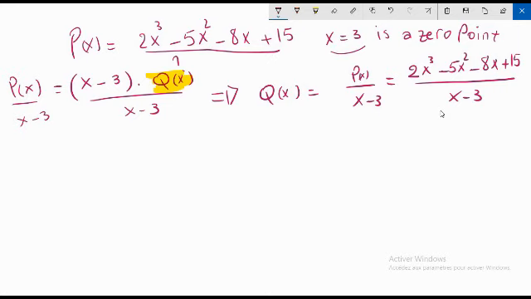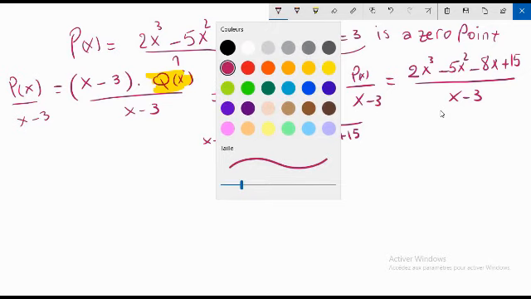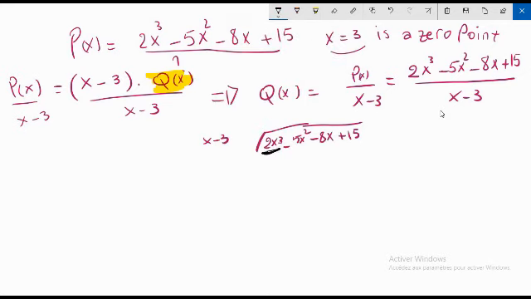So the next step is to do a regular division. So how to do a regular division? You will put here the dividend 2x^3 minus 5x^2 minus 8x plus 15, and you will have to divide it by x minus 3. Actually, what matters most here is the first term: the first term of your polynomial function and the first term of your divisor. Here is the dividend and here is your divisor.